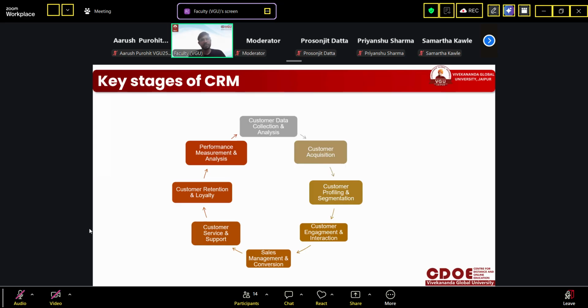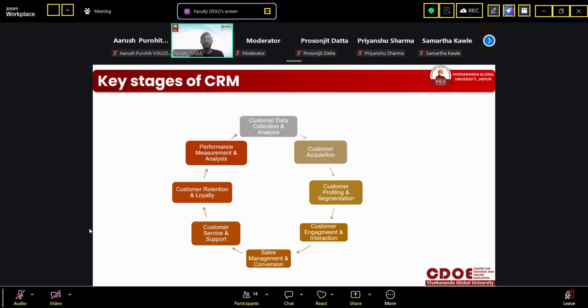What are the stages? Always first the customer data, then we start the analysis part, then we go for the acquisition of customers. We start profiling and segmentation. Then customer engagement and interactions, sales management and conversions, meaning what kind of marketing, customer service and support, after sales and service, and customer retention, like what they purchased or what kind of benefit we provided them. If we have their history, we can also provide better offers to them.